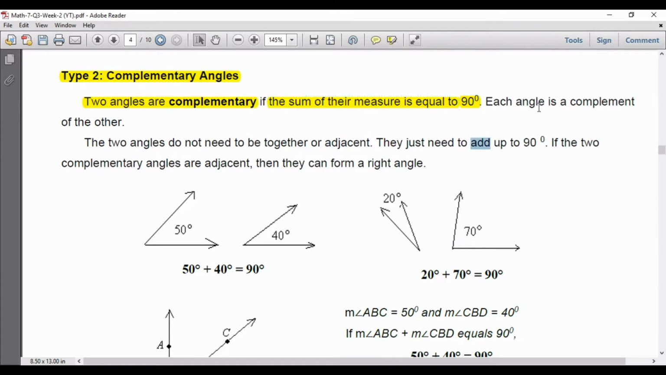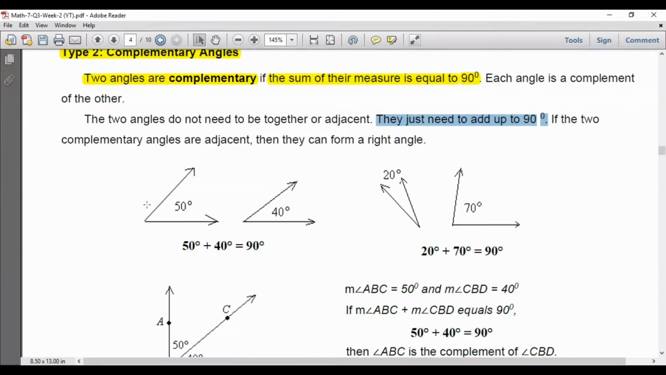Each angle is a complement of the other if the sum of their angles is equal to 90 degrees. So, the two angles do not need to be together or adjacent. It does not follow that if they are together, then we can have a complementary angle. They just need to add up to 90 degrees. As long as the sum of two angles is 90 degrees, then we can say that those angles are complementary angles. Take a look at example number 1.